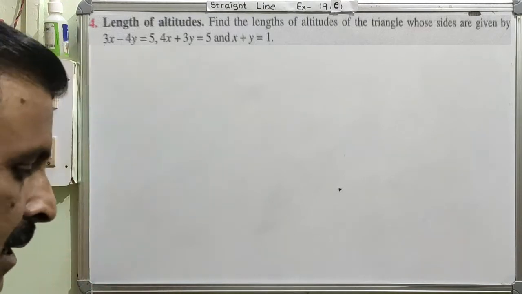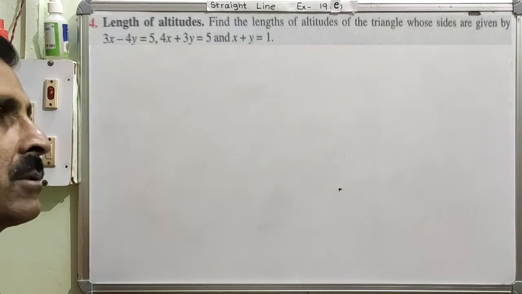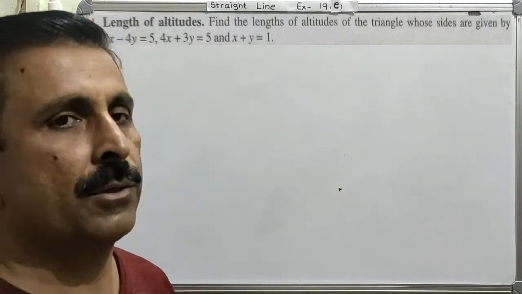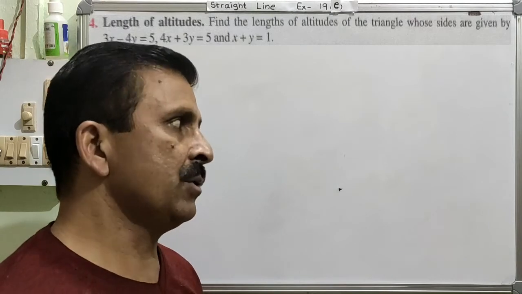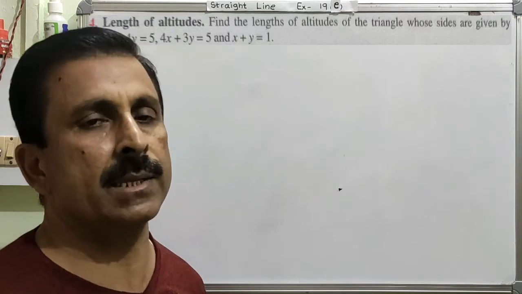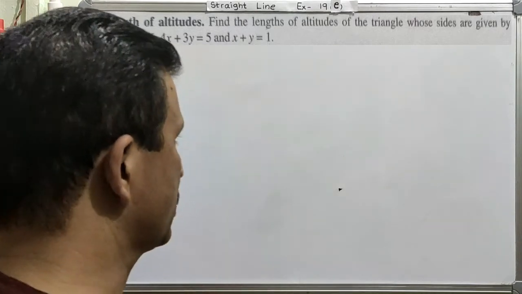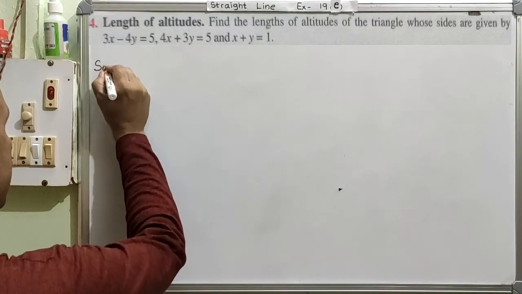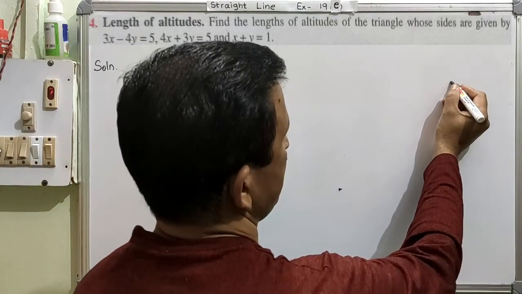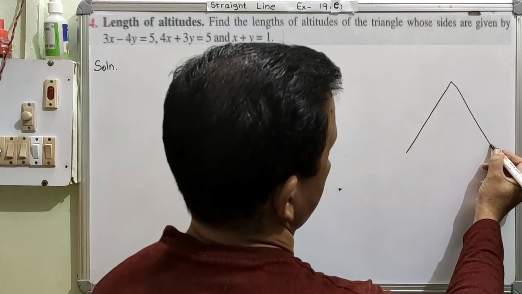Clear? So here the question we have is, find the length of the altitude of the triangle whose sides are given. So in this question we are given the equations of the sides of the triangle, and then the question is to find the length of the altitude. So you know that it is a triangle and then there will be 3 altitudes. So I will demonstrate calculating the length of one altitude, and then the other 2 altitudes will be your assignment. So let us begin this question. Question number 4. Let me draw the triangle first of all. This is your triangle.